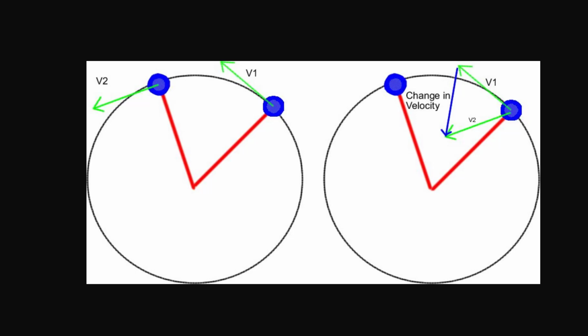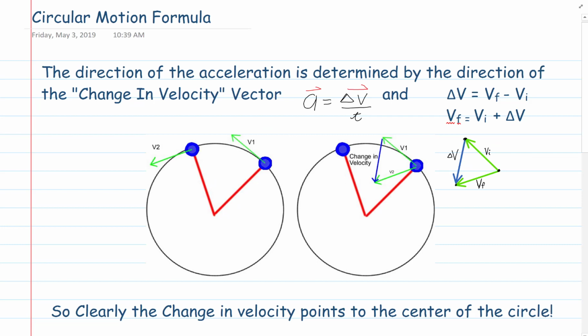Let's go back to the notepad here. Acceleration is defined as the rate of change of the velocity over the time. And the change in velocity is final minus initial, or final is equal to initial plus the change in velocity. Let's highlight some of the things I'm talking about: that's our initial velocity, and our final velocity, so the initial plus the change is equal to the final.